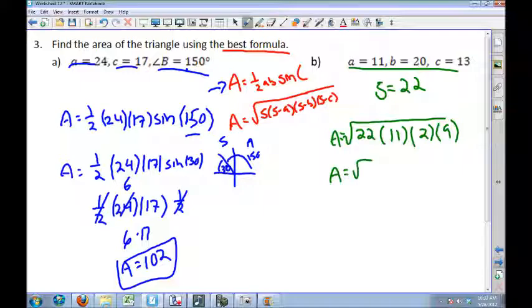So rather than multiply all this out, I'm going to try to find perfect squares. 22 factors to 2 times 11, so then times 11, times 2, times 3, times 3. So it looks like I have perfect squares of 2, 11, and 3. So I can pull all those perfect squares out, and with 2 times 11 times 3, which is 66.